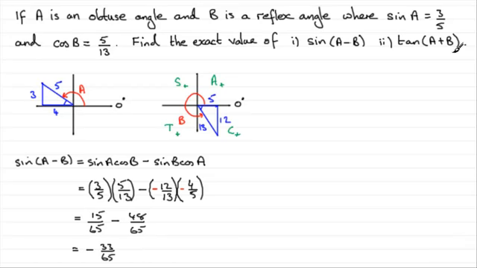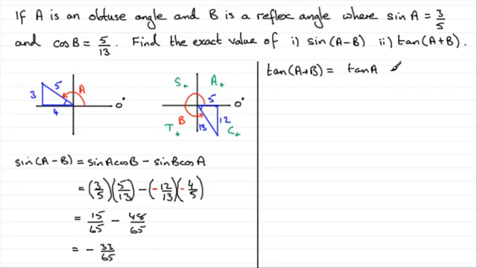And you might like to try this one now, the tan of A plus B. So just pause the video if you want to have a go. Okay, well let's just see, if you had a go, how you got on. So tan of A plus B. Hopefully again you know the identity for this. It's the tan of angle A plus the tan of angle B, all divided by 1 minus the tan of A times tan of B.